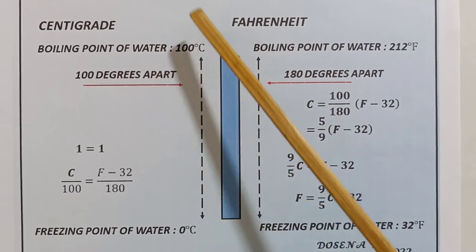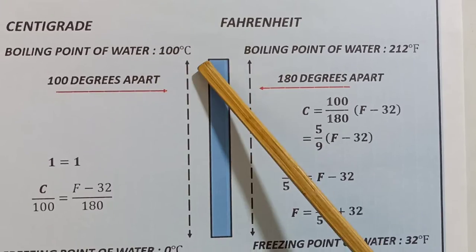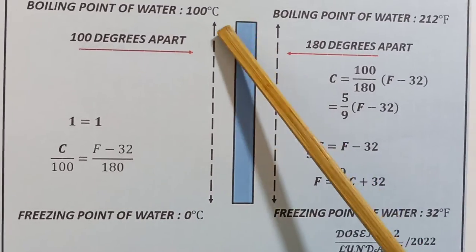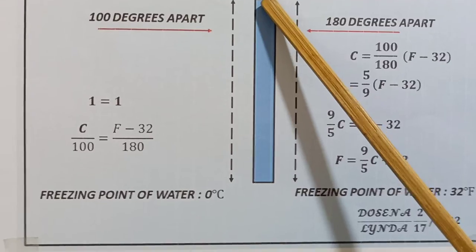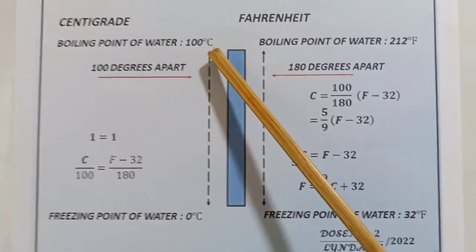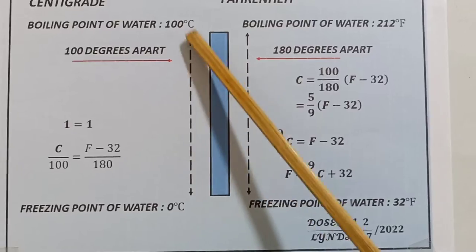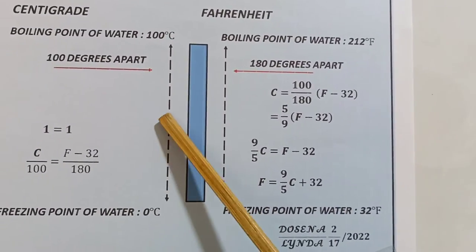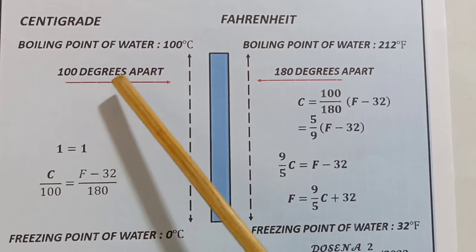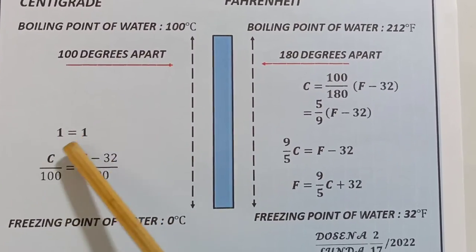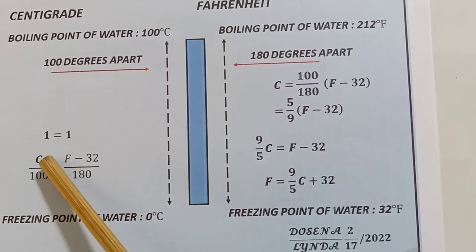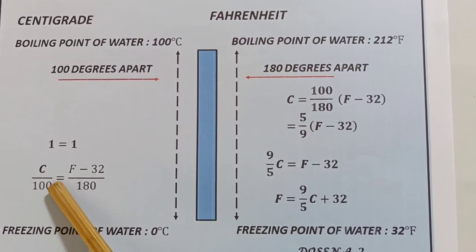Now, the centigrade scale is based on setting the freezing point of water at 0 degrees and the boiling point of water at 100 degrees. From 0 degrees to the boiling point of 100 degrees, they are 100 degrees apart, 0 to 100. And we're going to use the relation 1 is equal to 1. If we have C over 100, for every degree centigrade, we have 100 apart.